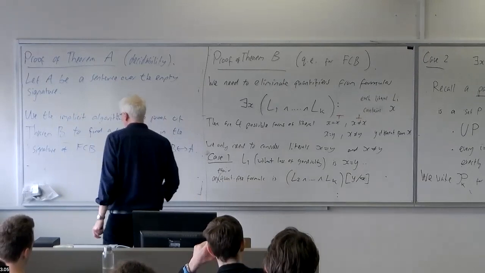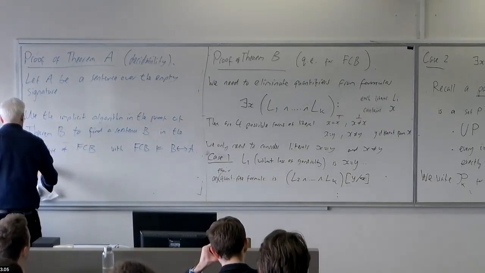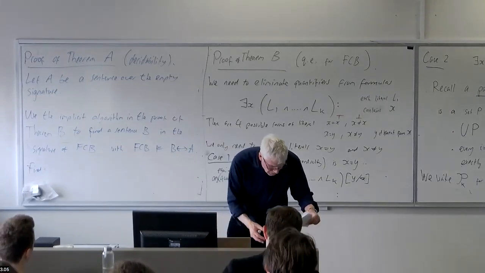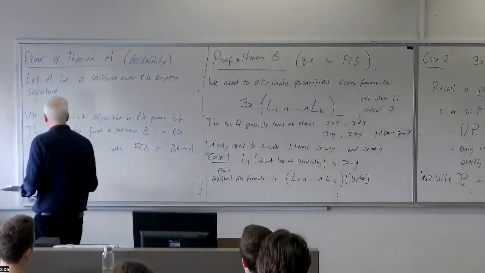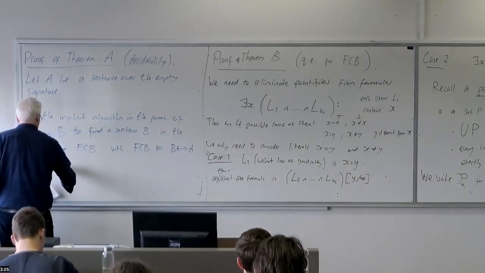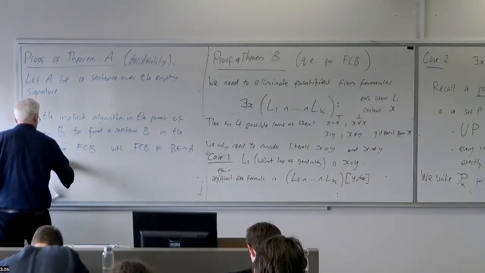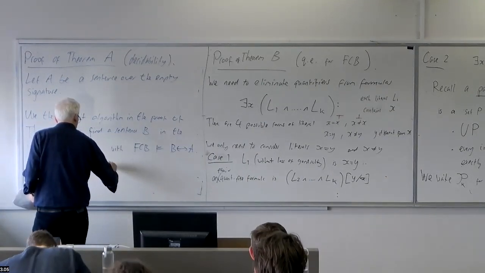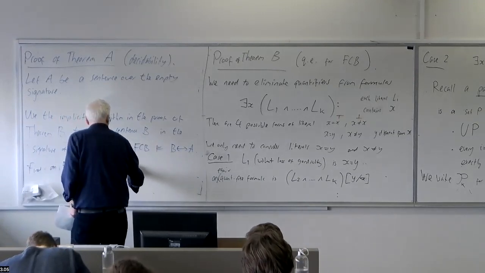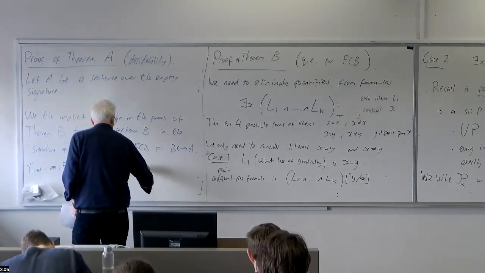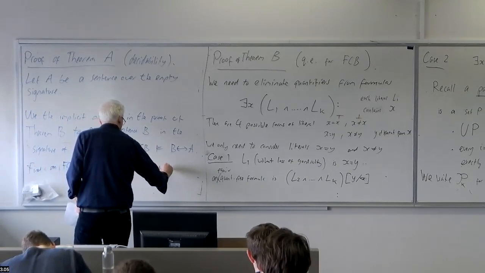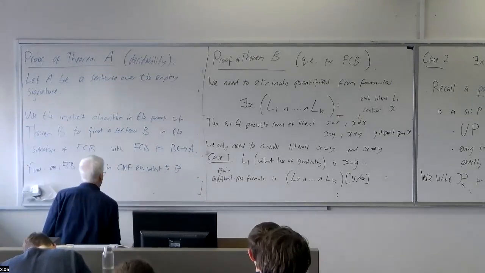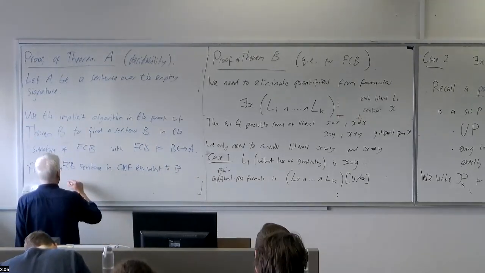So if we convert B, let me stick to the notation of my notes. Find an FCB sentence in conjunctive normal form, CNF, equivalent to B. So when I say find one, we do the algorithm. Now, yet another inefficient algorithm, again, for converting to conjunctive normal form.